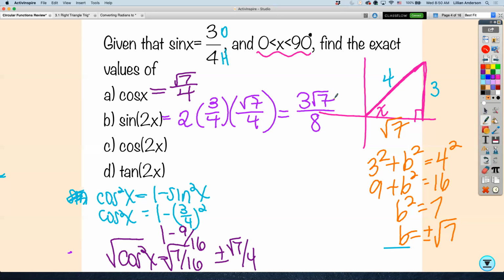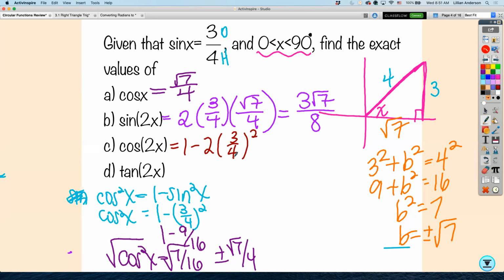Cosine 2x. There are 3 different identities, and we actually know sine and cosine, so we can use any of them. But what if we got cosine wrong? Then we have no hope of getting cosine 2x correct. So always try to use the original value that they gave you, which was sine x, okay? What formula of cosine 2x has sine only in it? 1 minus 2 sine squared x, very good.